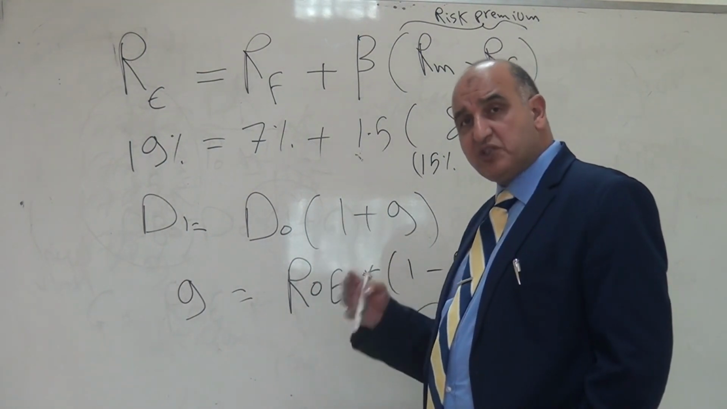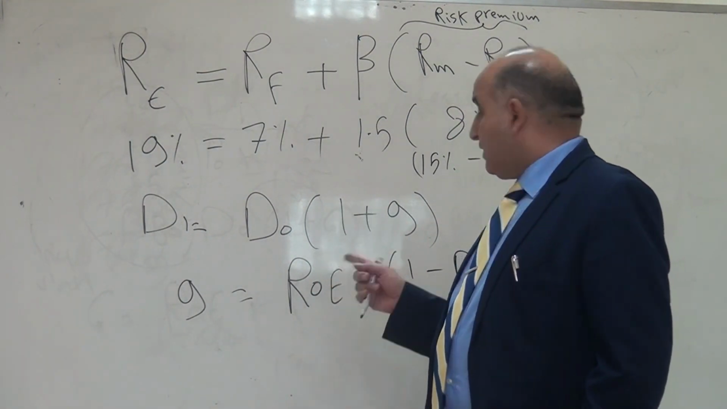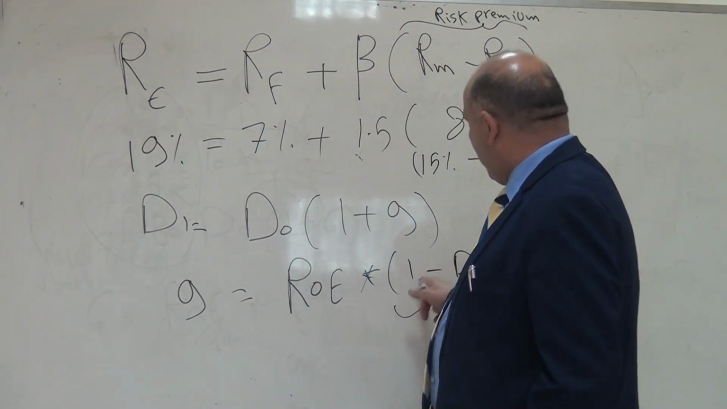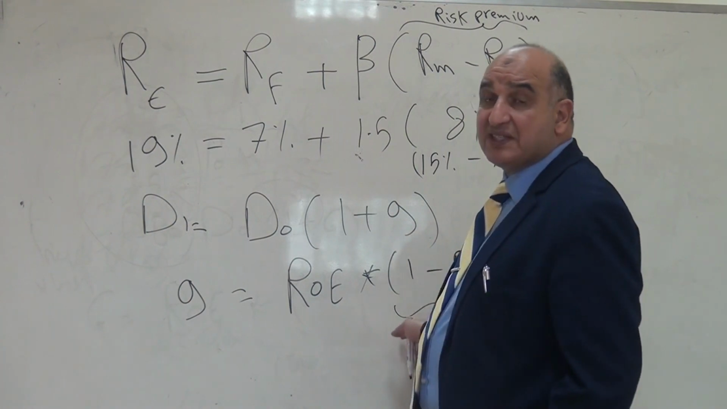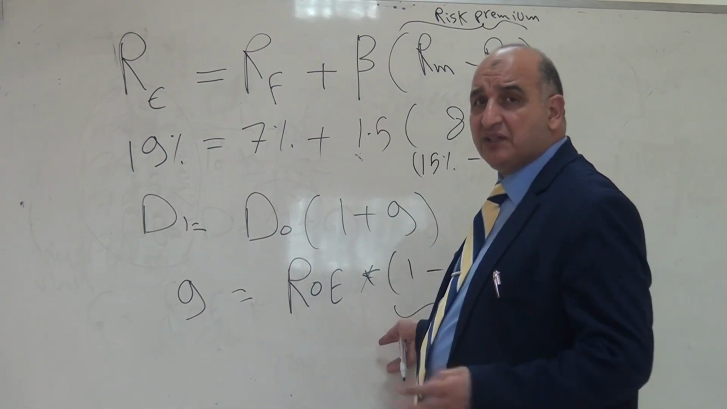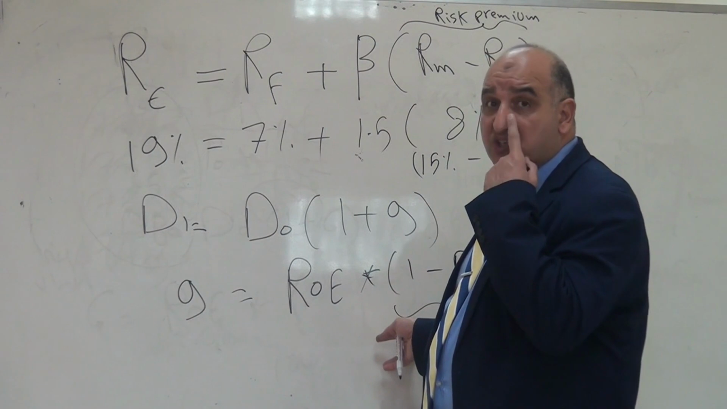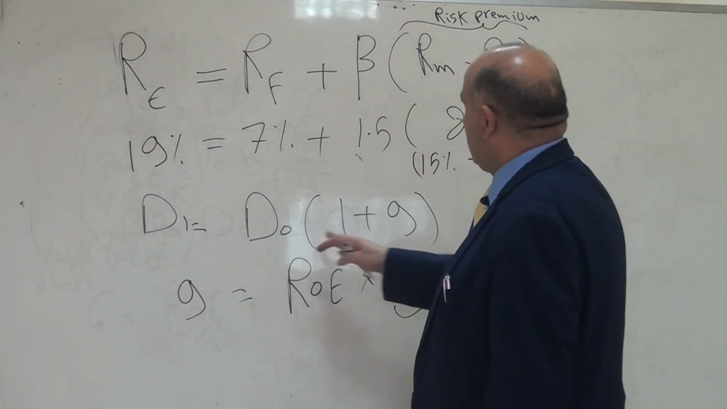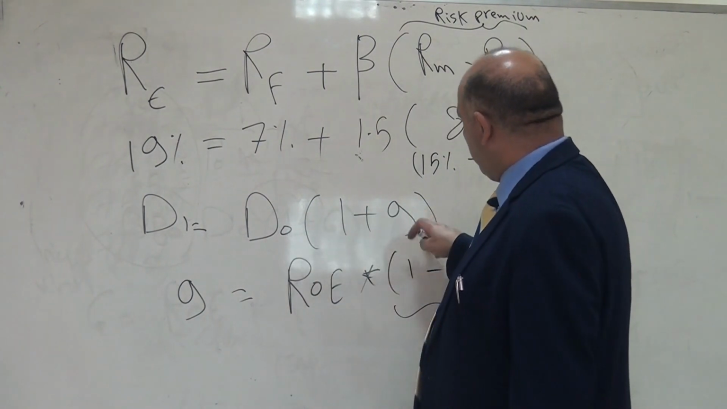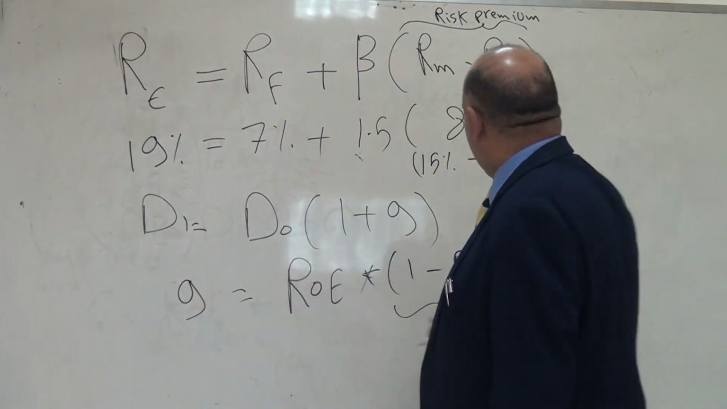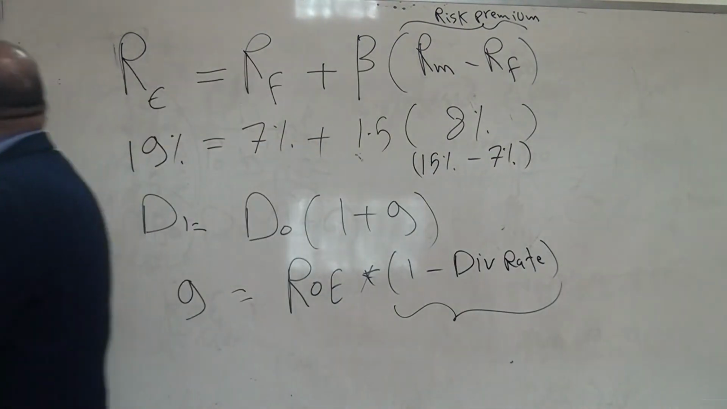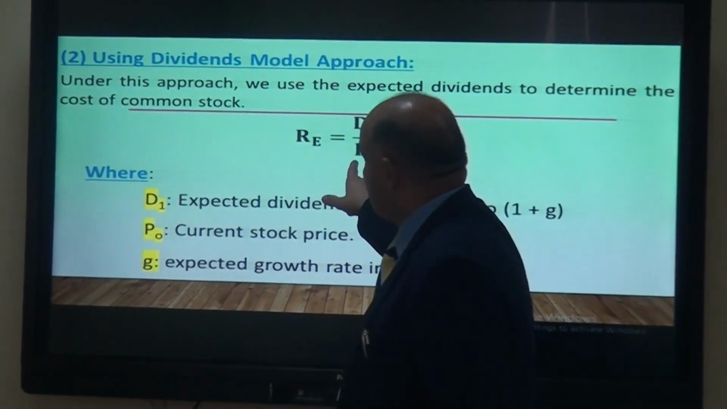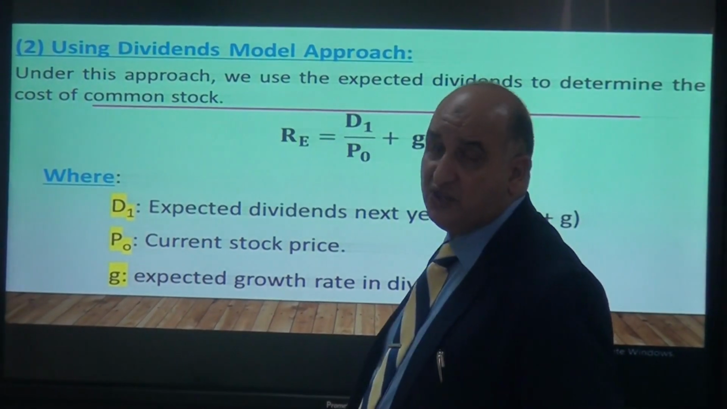Remember retention ratio, نسبة الأرباح المحجوزة. So if the dividends ratio is 40%, then 1 minus 40% represents 60%. This 60% represents the retention ratio, أو الأرباح المحجوزة. So by calculating G, D naught multiplied by 1 plus G gives you D1, and you can calculate this one. D1 divided by the stock price, plus G.